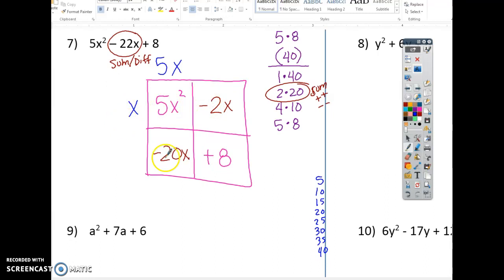Then you start dividing. Negative 20 divided by 5 in the calculator gives you a negative 4. And negative 2 divided by 1 in the calculator gives you a negative 2. And when you multiply negative 2 times negative 4, it gives you a positive 8. Everything works out, so your factors are 5x minus 2 and x minus 4.